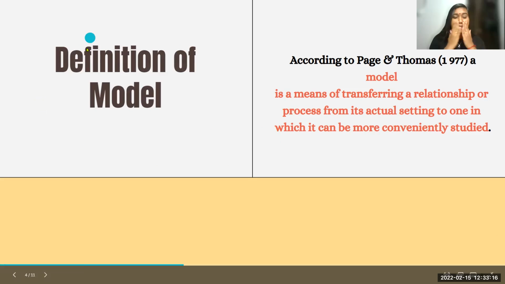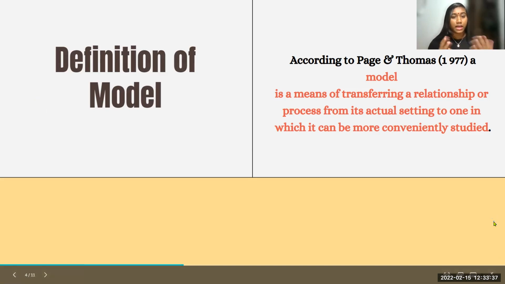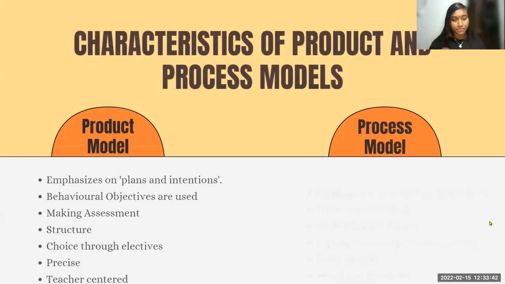All right, next up, we are going to see the definition of a model. So what exactly is a model? According to Page and Thomas, a model is a means of transferring a relationship or process from its actual setting to one in which it can be more conveniently studied. Furthermore, we are going to see the characteristics of the process model and the product model.